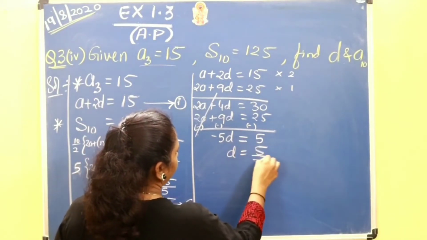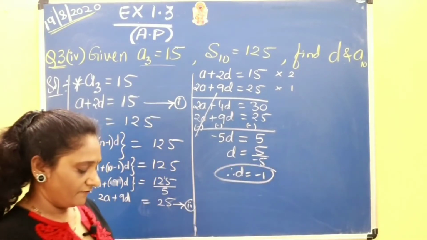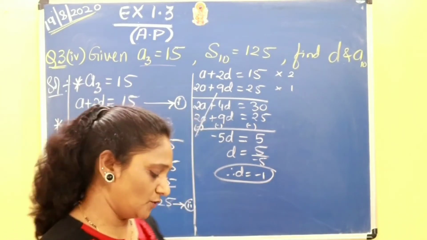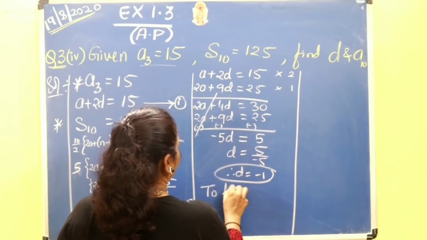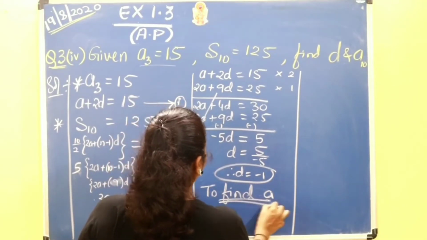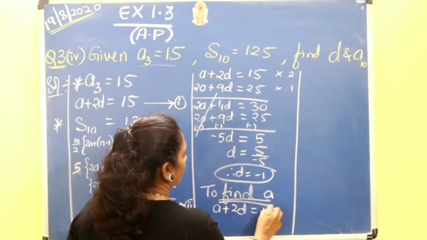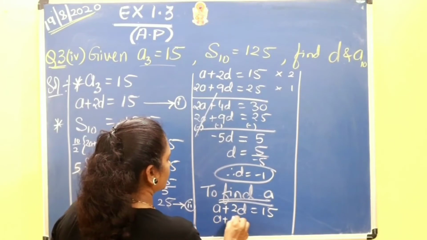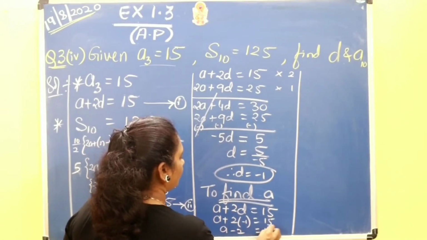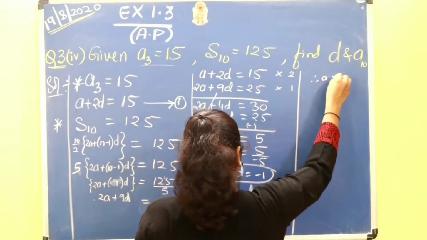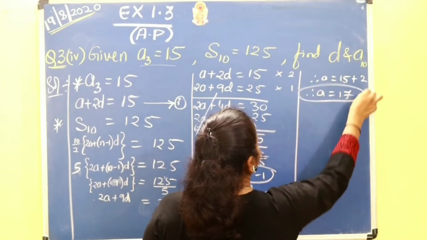D is equal to 5 by minus 5. Therefore, d is equal to minus 1. We got d is equal to minus 1. You have to find out a. To find a, what do you do? Take any one of the equations. A plus 2d is equal to 15. So you have a plus 2 into minus 1 equal to 15. A minus 2 equal to 15. Therefore, a is equal to 15 plus 2. Therefore, a is equal to 17.